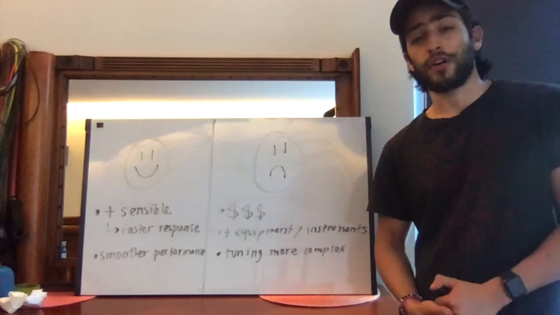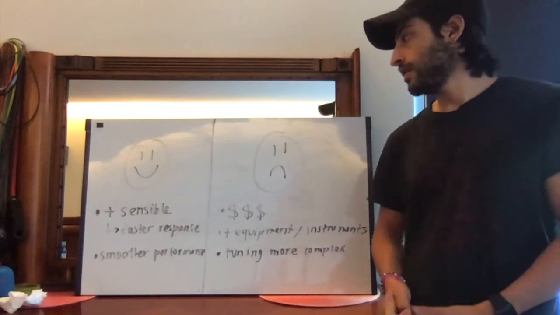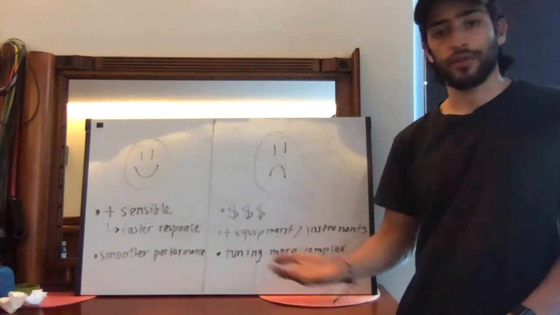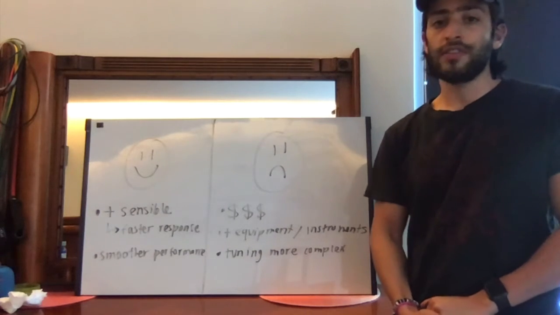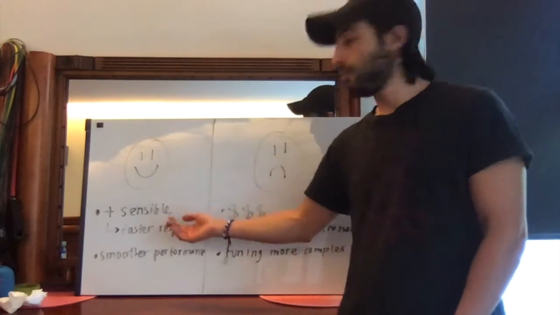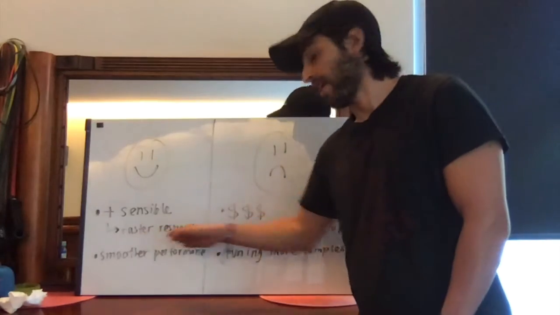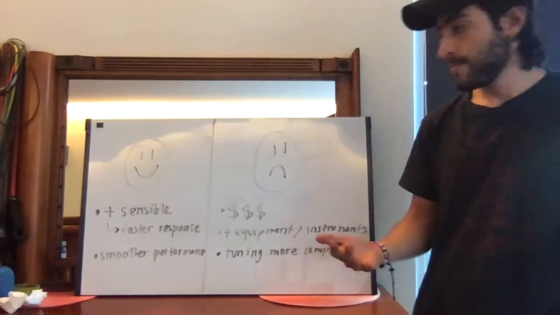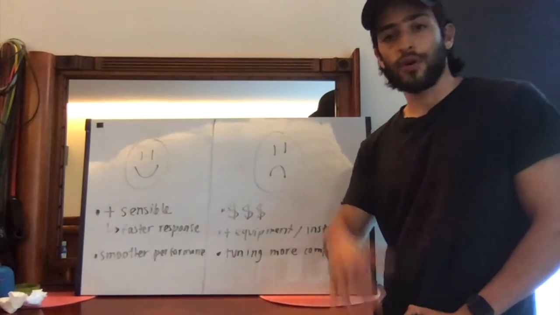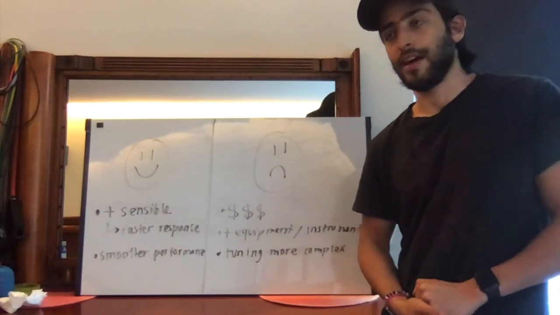Before we even get started on what a cascade control arrangement is, I would like to talk about the pros and cons of having one instead of a single loop control or another type of control. First of all, since we are going to have two control loops, we're going to be much more sensitive to disturbances, which means we're going to have a faster response to these disturbances. This also means that we're going to have a smoother performance. So it's going to be much more steady, if we would like to see it that way.